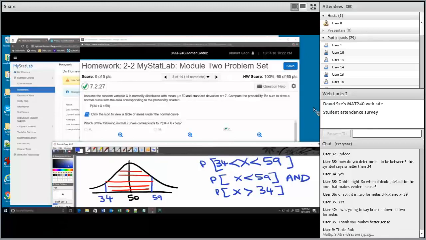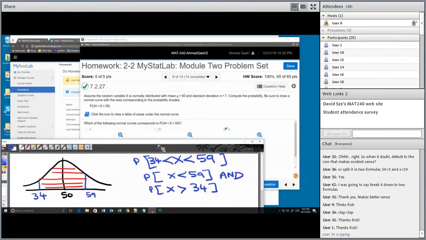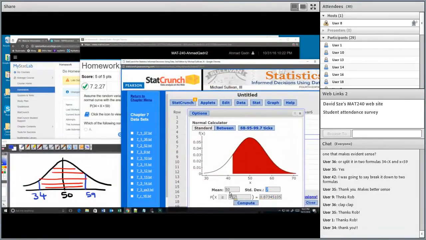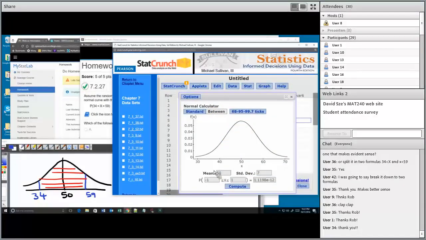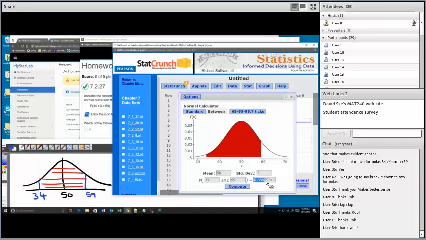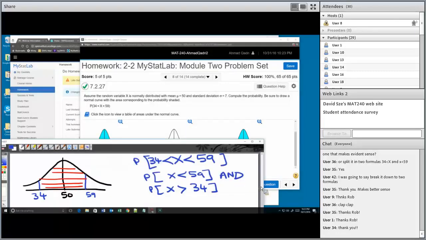Now let's do this problem now. All right, so we're gonna go to StatCrunch. Same problem, we have 50 and 7. Okay, 50 as the mean, 7 as the standard deviation, but we need to go to the between option and then enter the two values, 34 and 59. Okay, everything here looks good. Compute. 0.8896. And let's see if that's the right answer. 0.8896. That makes me happy. Any questions here?